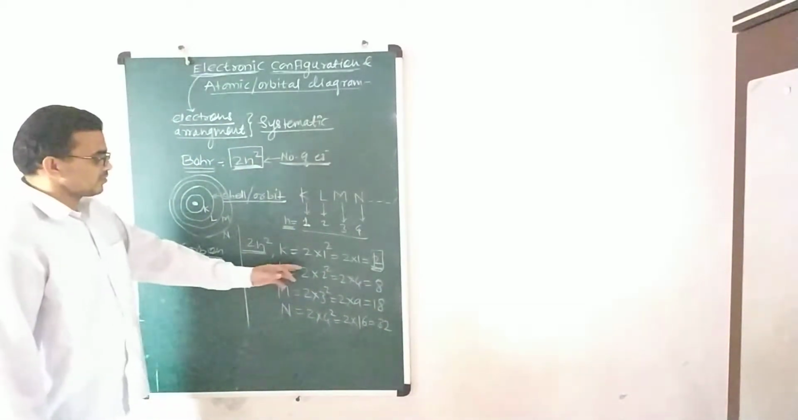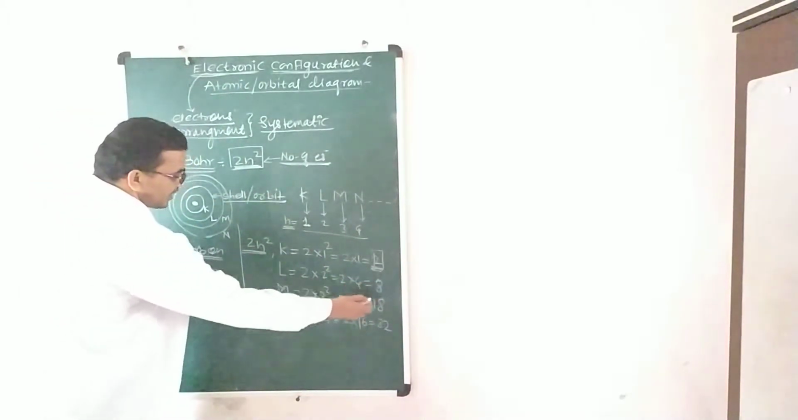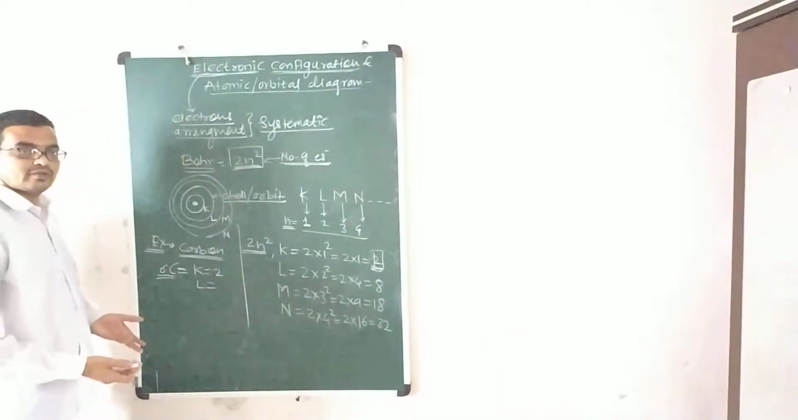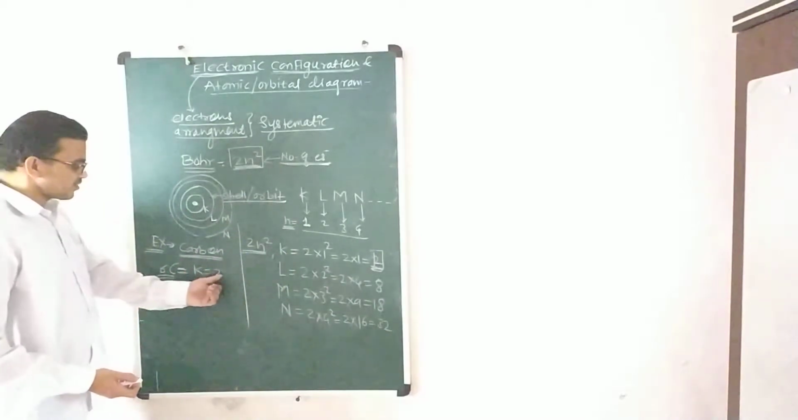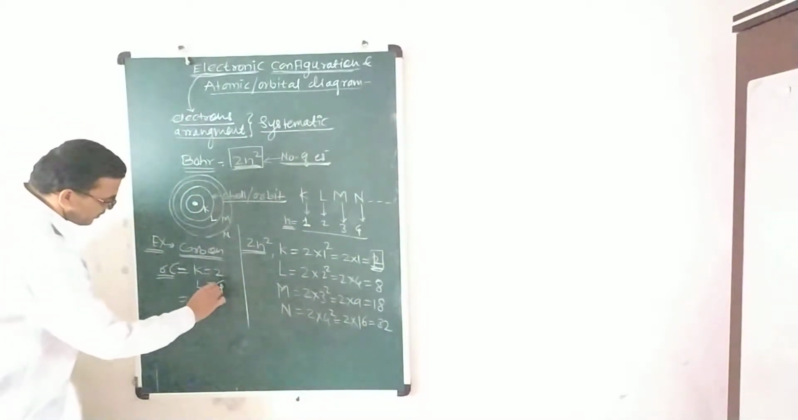Only 4. So next is the L cell. In the L cell, how many electrons capacity? 8. But carbon has only 4 after this 2. 6 minus 2, only 4 left. So 4 is there. Correct? Now what will be the electronic configuration?